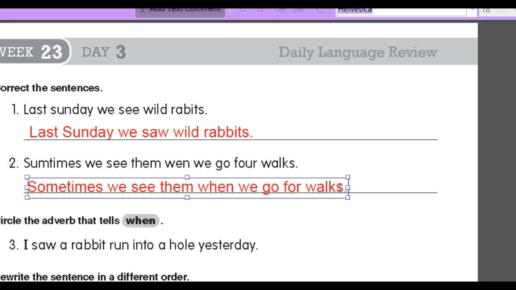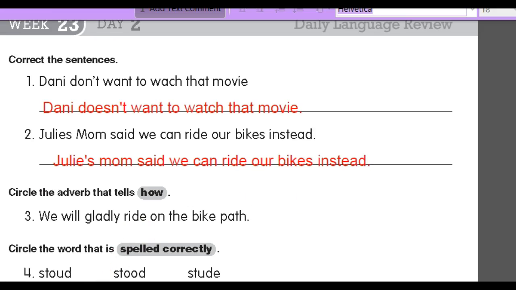Circle the adverb that tells how. Okay, an adverb is a word that explains the verb more. So we will gladly ride our bike. So ride is the verb here, okay? Because when you're looking for adverbs, you always want to find the verb first. Ride is the verb, and gladly tells you how she's riding. Okay, so the adverb here is gladly. Circle the word that is spelled correctly. Stood. That is spelled correctly.